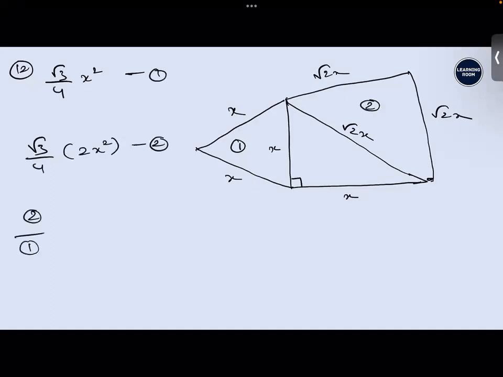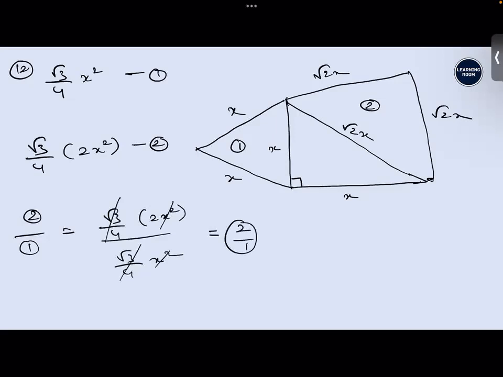So 2 divided by 1 will be how much? Root 3 by 4 into 2x square divided by root 3 by 4 x square. Cancel it, x square gone. 2 is to 1. This is the ratio of the area of the triangle constructed on the hypotenuse to the area constructed on the side. But what did they ask? The ratio of side by hypotenuse is what? Half. Did we prove it? Did you understand or no? Yes.